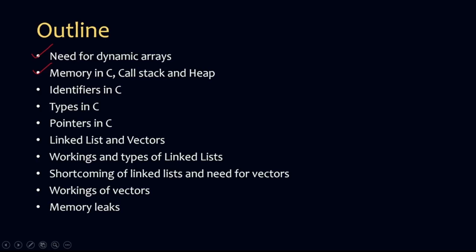Hello everyone. So this is our fourth video in this series that I've decided to call Creating Vectors in the C Programming Language. And the fourth video here is going to discuss identifiers in C. So far we have discussed the need for dynamic arrays and memory in C, especially the call stack and the heap, what these two structures are, how they are useful, what their purposes are, how they differ, and how a low-level programming language deals with them. Not just C, any low-level programming language, C++, Rust, etc.